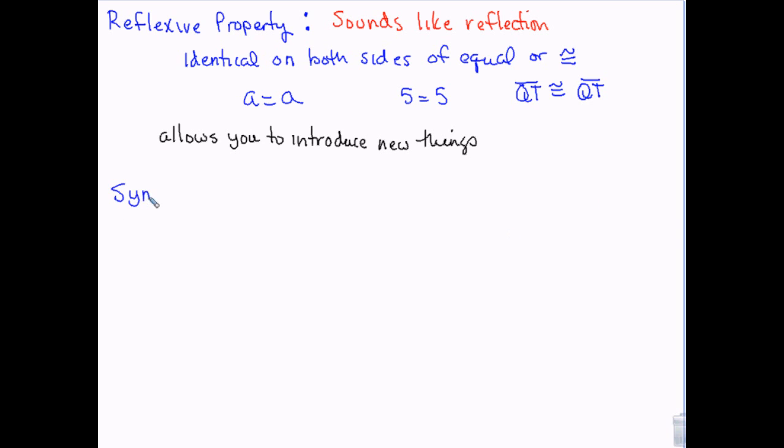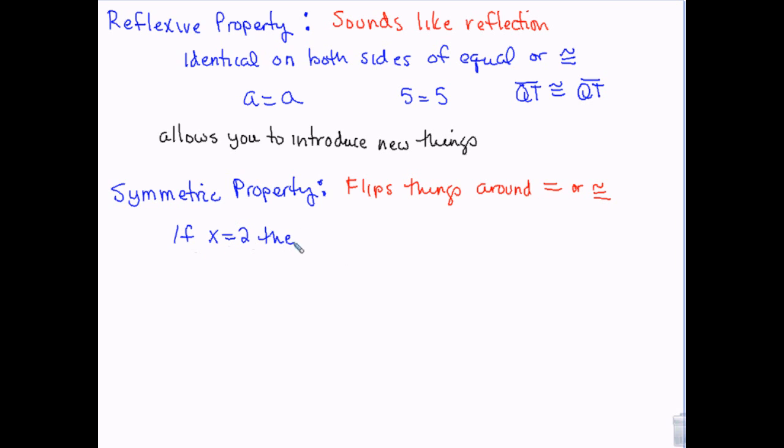Then you have the symmetric property. And this just flips things around the equal. So if I have x equals 2, well then 2 equals x. It lets me turn things around if I need to for some reason. Because sometimes you need to do that. You need to turn things around to make it work. So this allows you to do that. It allows you to flip them around.